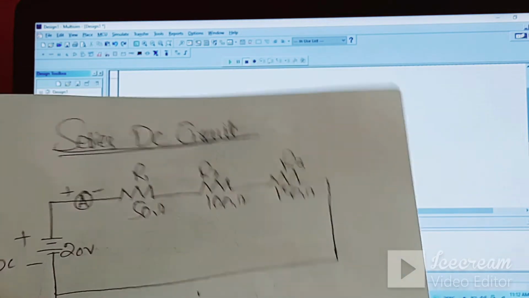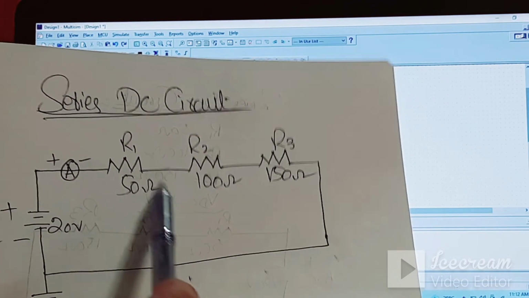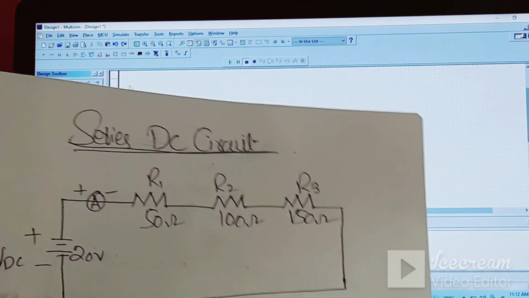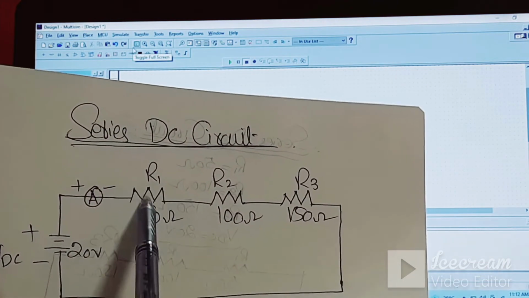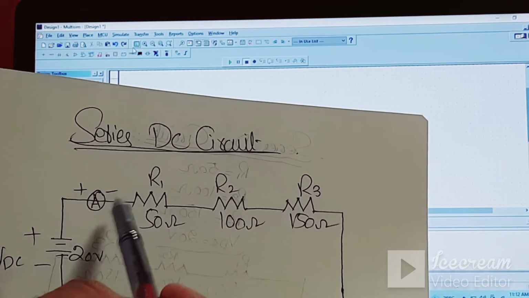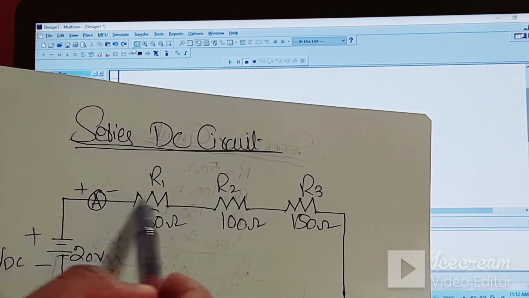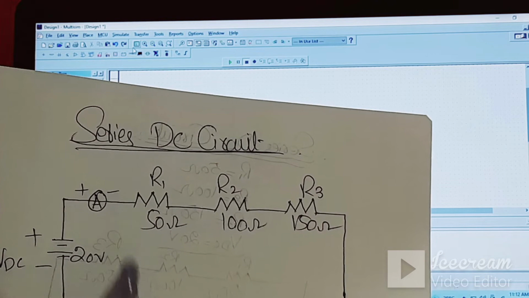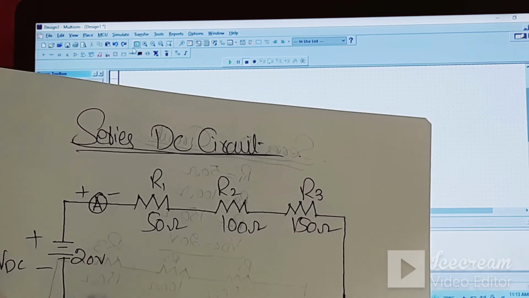The DC series circuit can be defined as a circuit in which the resistances are connected end to end, so that there is only one path for the current to flow. That is called the DC series circuit. We have 3 resistors in this circuit: R1 is 50 ohm, R2 is 100 ohm, and R3 is 150 ohm. So what is our task? We have to measure the amount of current by connecting the ammeter in series. The total current will be detected with the help of the ammeter, and we have to measure the voltage across each resistor with the help of the voltmeter.